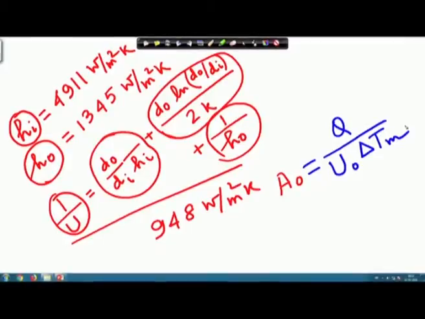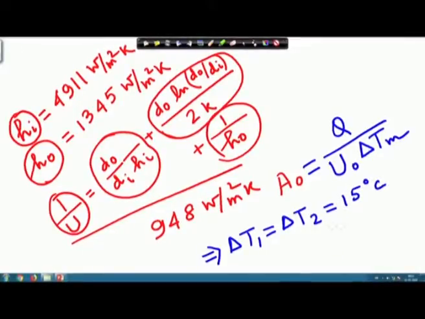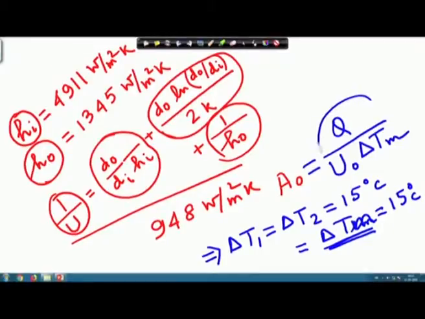So, delta T log mean here in this case, if you look, you will find that delta T_1 is equal to delta T_2, and that is equal to 15 degree centigrade. So, delta T log mean is equal to delta T mean, and it is coming out to be 15 degree. We do not go for the log mean temperature difference, we go for only the mean temperature difference. So, here this comes out to be 15 degree, and from there we would be able to find out the heat transfer area.